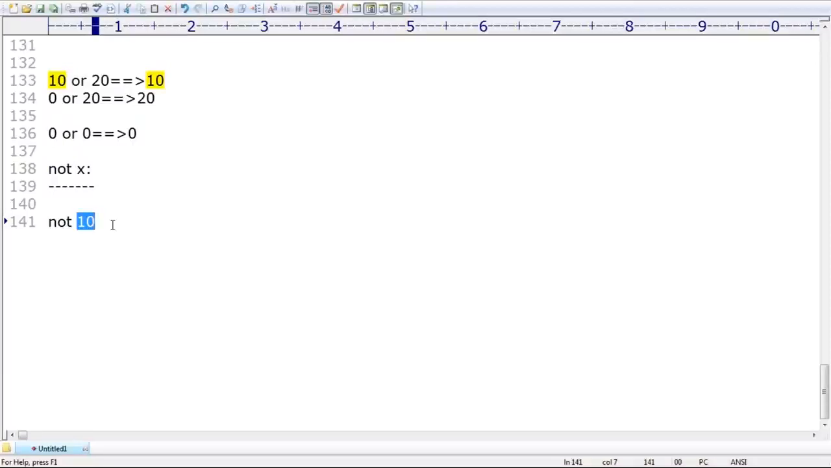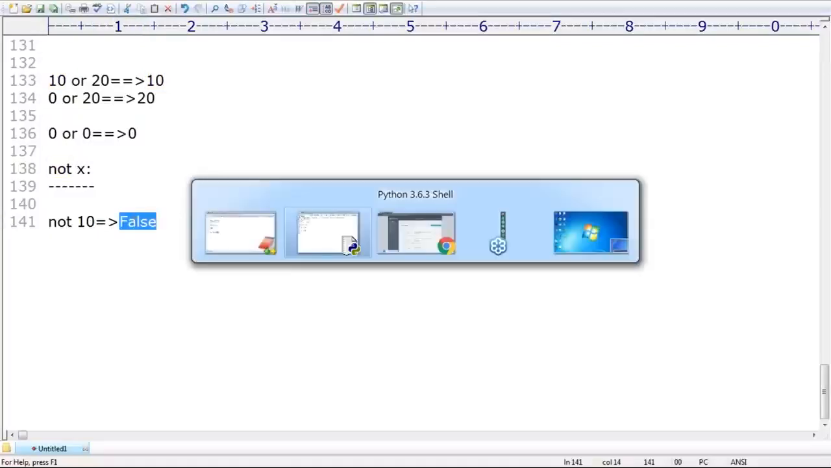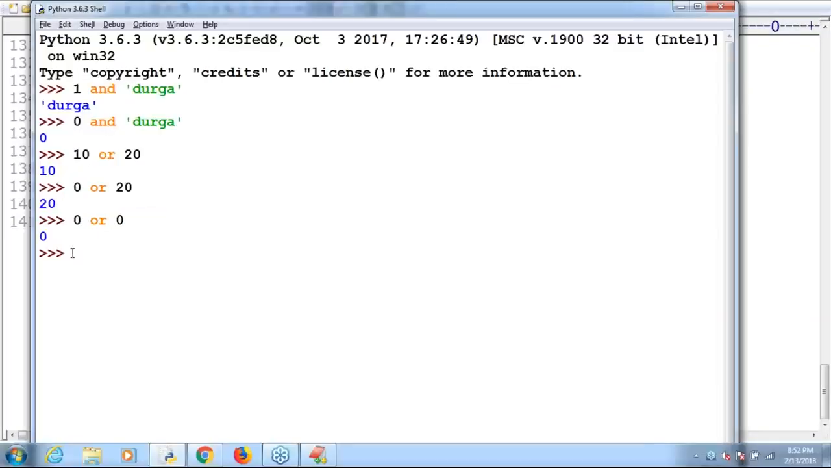Sir, the not operator means what output are we going to get? False is the answer because it is true, and true will be complemented, so false is the answer. Now take very special care. Not 10, what is the answer? False is the answer. Don't get confused.